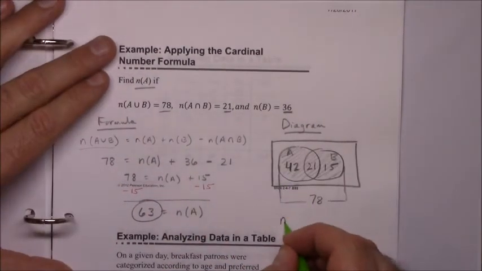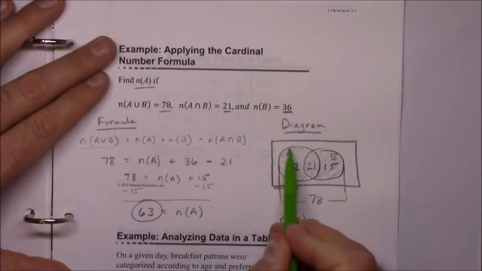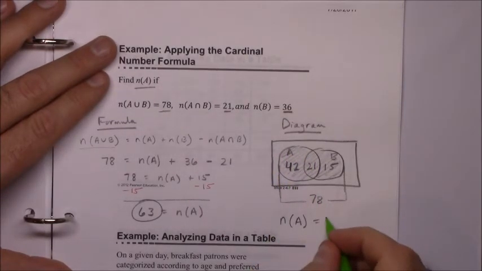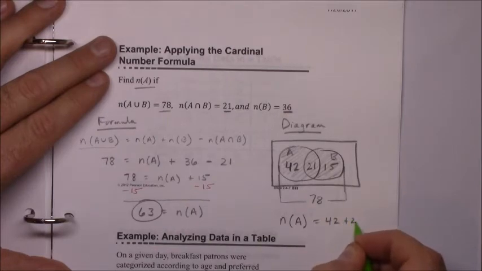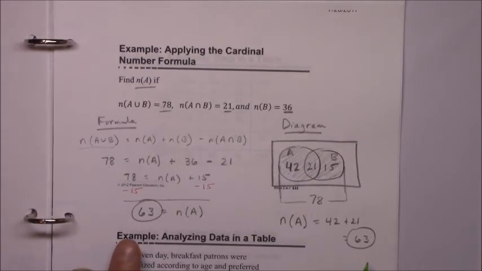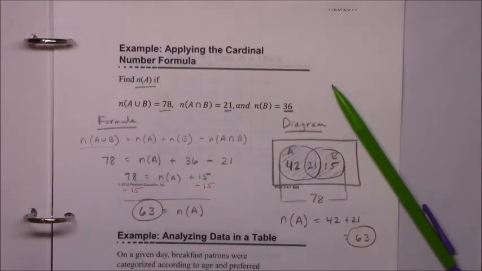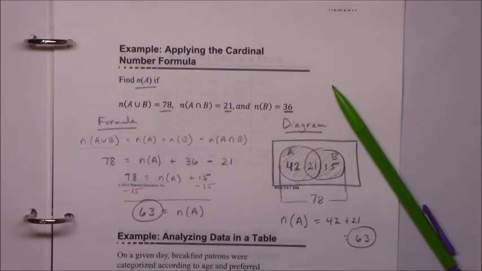Finally, we can write our final answer, n of A. Just look at set A. And do you see here you have 42 plus the 21. That is 63 total. Notice I get exactly the same answer either way. It's really up to you what option or what method you think is best. The point is you have options.